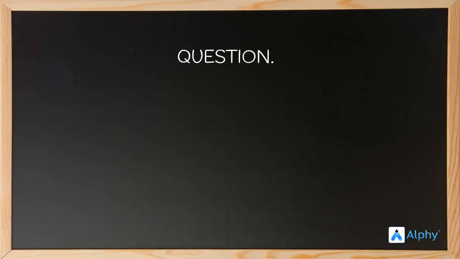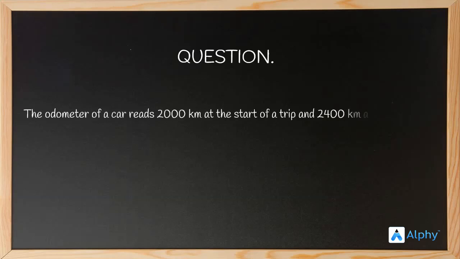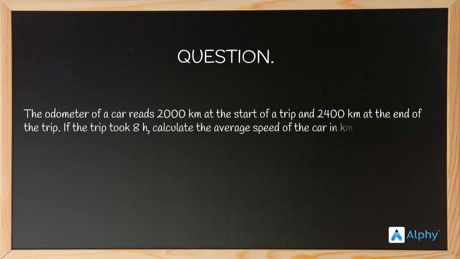Let's solve a problem in this video. The odometer of a car reached 2000 kilometers at the start of a trip and 2400 kilometers at the end of the trip. If the trip took 8 hours, calculate average speed in kilometer per hour and meter per second.